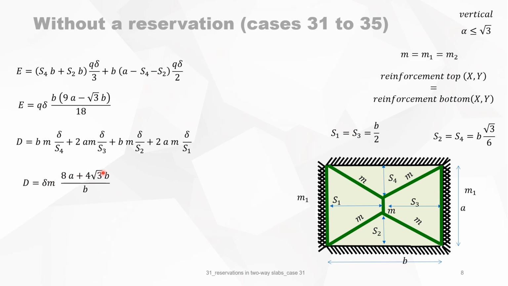Substituting gives you this expression, and when E is equal to D, we find M, which is then equal to M0, which is the maximum bending moment without a hole in the slab.